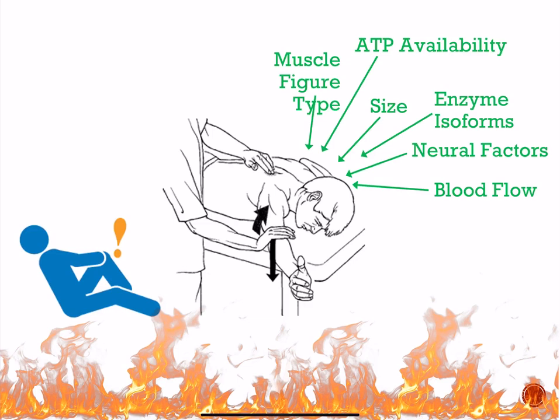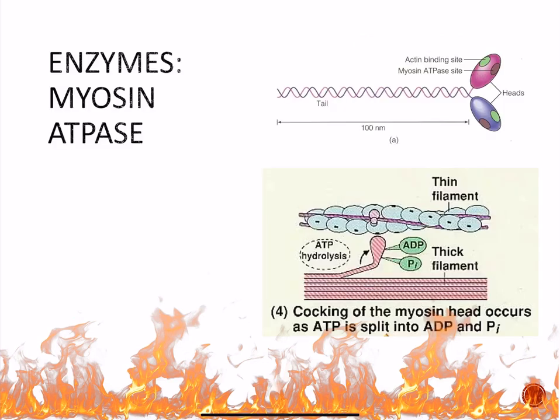The next thing that heat can do is affect the enzymes that are involved in the production of force within the muscle. Specifically, let's talk about myosin ATPase. Myosin ATPase is the enzyme that lives on the head of the myosin and it hydrolyzes ATP. When you increase heat, you increase the efficiency of this enzyme. So with heat, you can actually increase the speed of muscle contraction because of the effect on the enzymes that allow you to break down ATP.